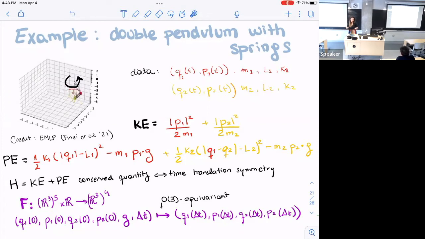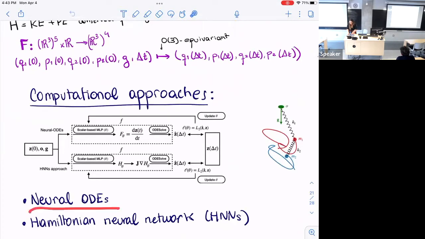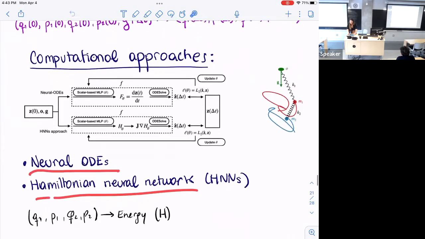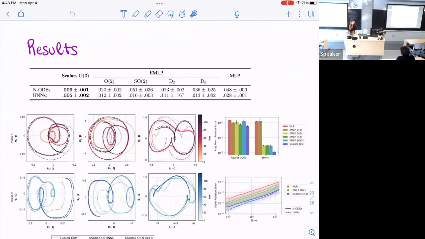We parameterize this function in terms of the scalar products of the input vectors, gravities, etc. And we use a neural ODE or a Hamiltonian neural network to learn it. So basically the idea is you have the inputs, then you compute the scalar products, then you learn the Hamiltonian, say, which is a scalar function of all my vectors, and then I use a Hamiltonian integrator to predict the positions afterwards. And I obtain that it works well.